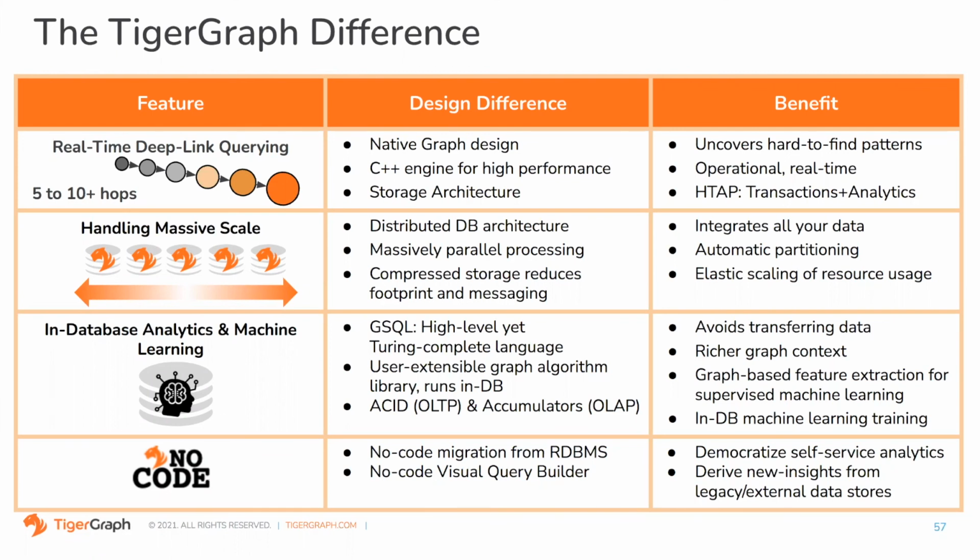Starting with the design differences that go into our features, we can do real-time deep link querying. We can do 5-10 hops. We can go all the way across a crime ring, and we can find out whose Bitcoin wallet that landed in for that particular ransomware attack. We want to intercept that and prevent that from happening. That requires a broad, deep and fast design that enables you to uncover hard to find patterns. And it needs to be operational, it needs to be real time, and it needs transactions and analytics.